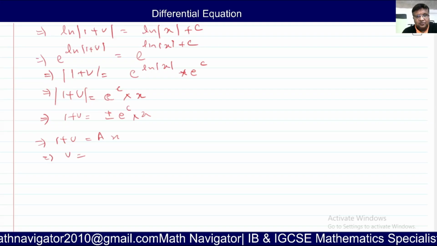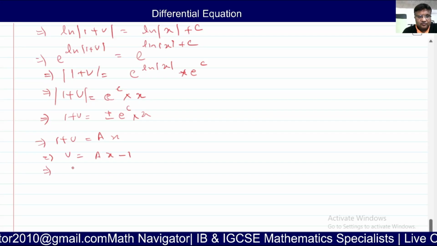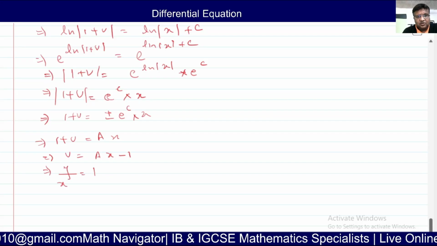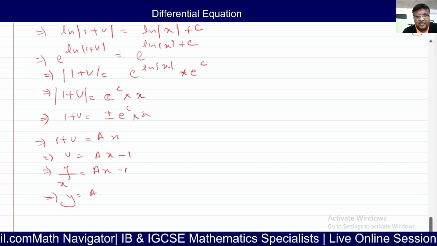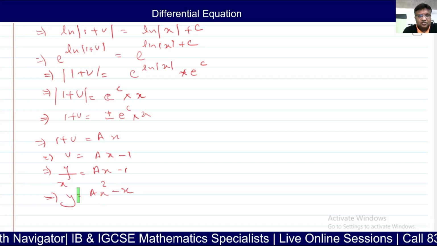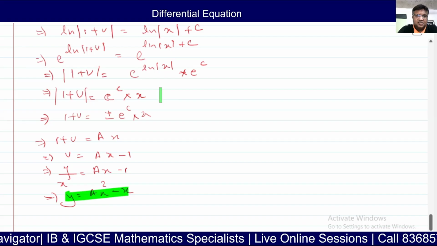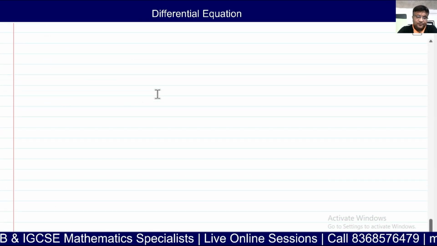v is equal to ax minus 1. So v, which was y over x, is equal to ax minus 1. It implies y is equal to ax squared minus x. So this is the solution of this differential equation. I hope this is clear to you.